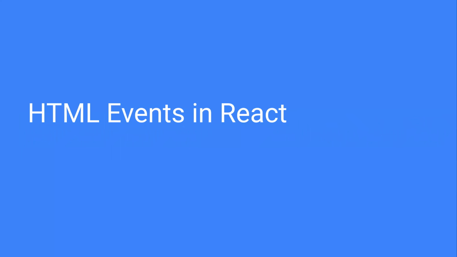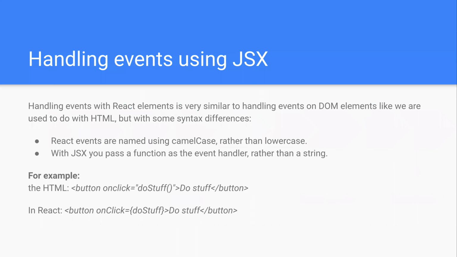So let's get started. HTML events in React. You know HTML events from HTML before. For example, when you create a button, you're used to adding onclick with the name of the function inside. As we've seen today, that is rather different in JSX and React.